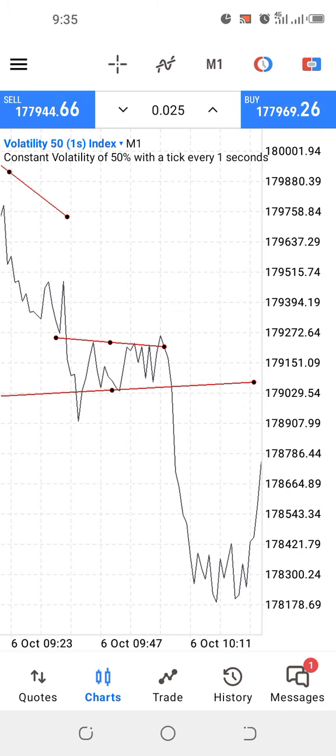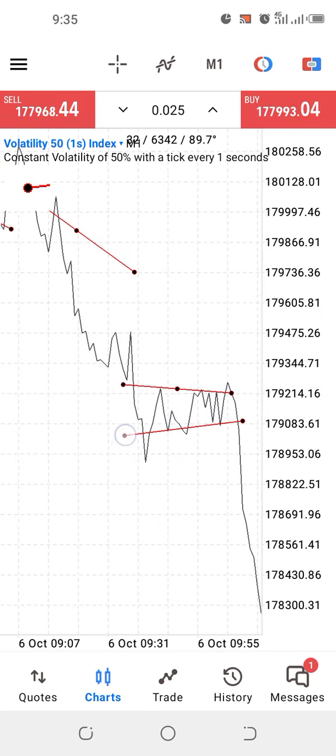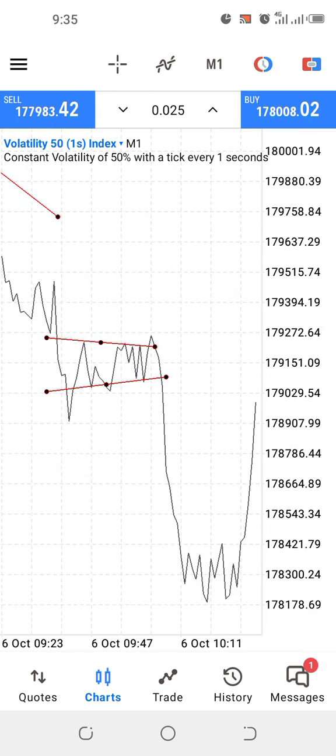So when support and resistance break, the strength of the move depends on how strongly it has been holding. If it has been holding for a long time, as you can see in this chart, and it finally breaks, it goes strongly down.